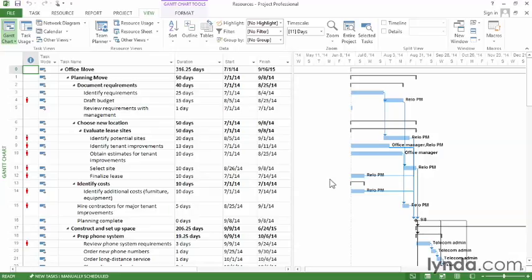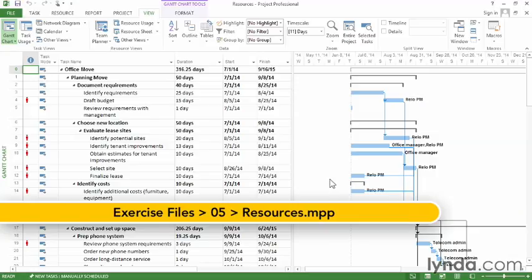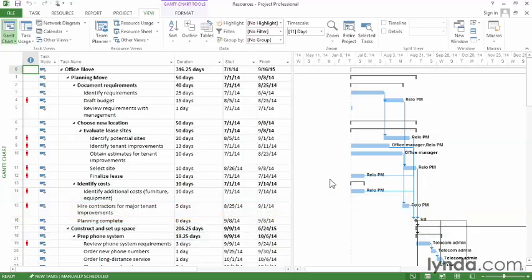Projects need resources like people and equipment. The availability and cost of resources like these affect the project's schedule and cost. But you also might spend money on things like materials, travel, or training. Project has several resource types to represent the resources you use in your projects.